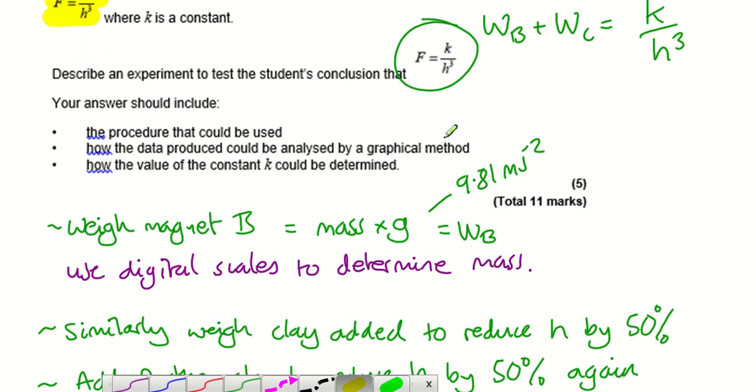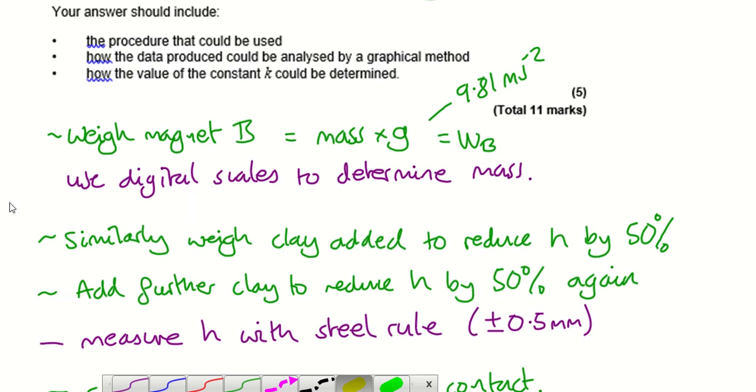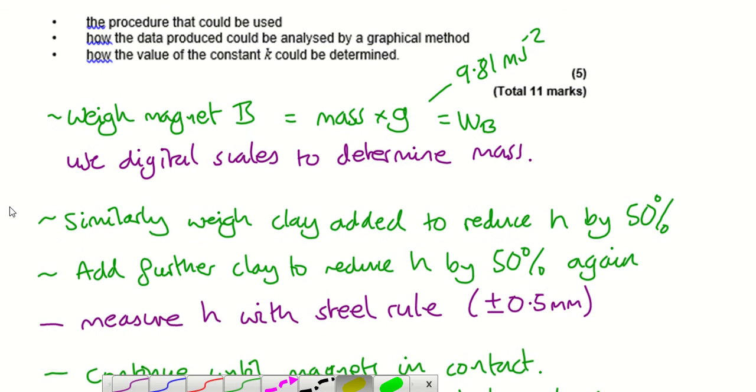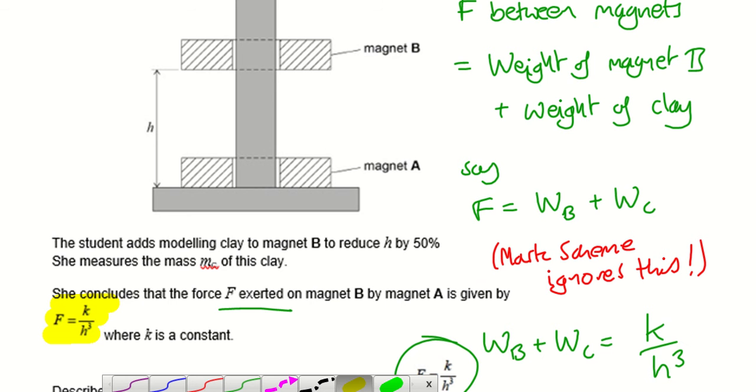Okay, well, it's going to be something along the lines of force and then measuring heights, although they've said that they've done it by halving the height. Okay, so add clay to reduce the height by 50%. Fine. Well, if you want to continue the way they've been doing it, I would say weigh magnet B using digital scales to measure that. Similarly, weigh the clay that you add to make h drop by 50%.